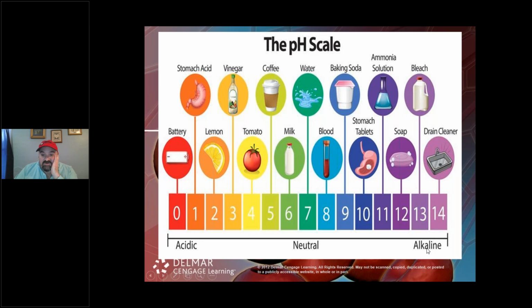Higher pHs would be alkaline or basic. Okay, so your blood is 7.4. Coffee is slightly acidic. A tomato is acidic. Vinegar is a weak acid. Right. So we get to hydrochloric acid, battery acid, very, very low pH. Here we would have a high concentration of hydrogen ions. Here, a low concentration of hydrogen ions.